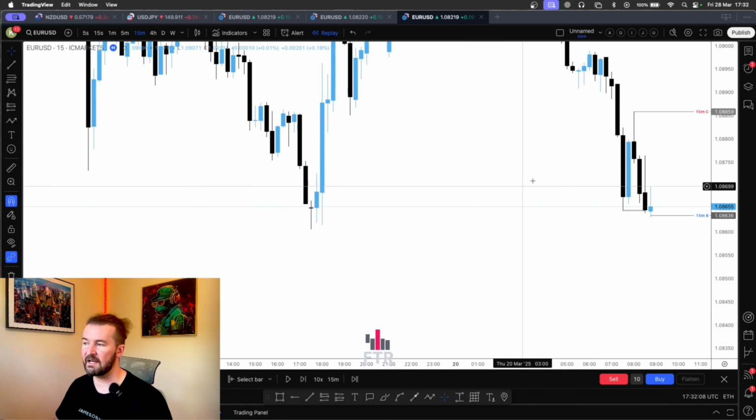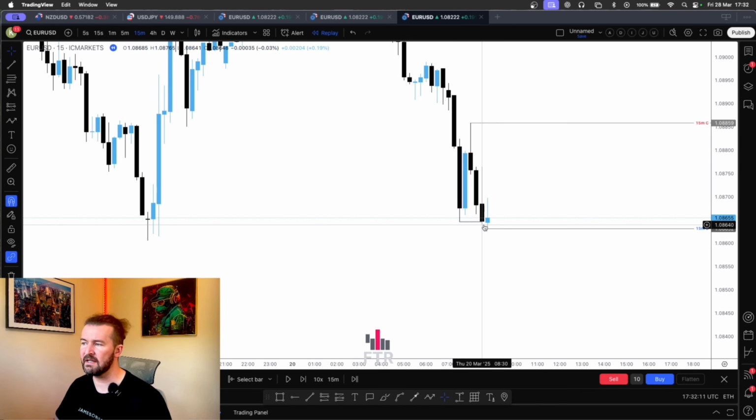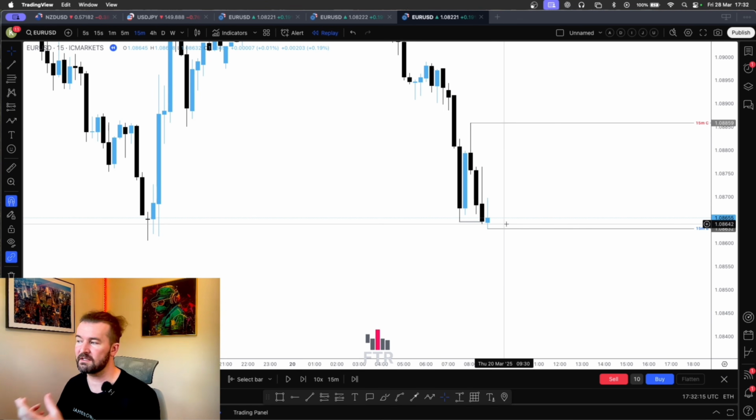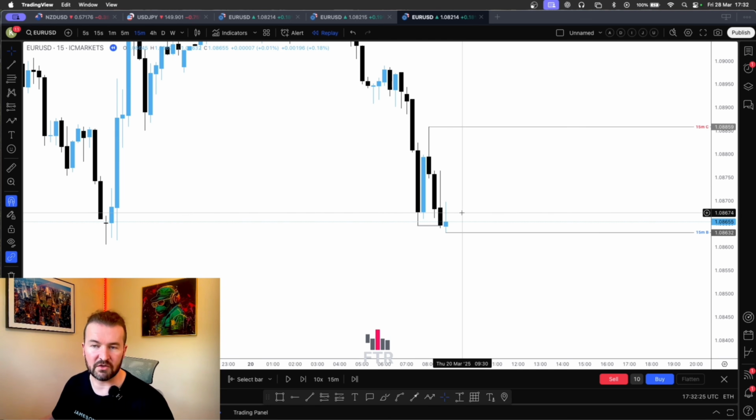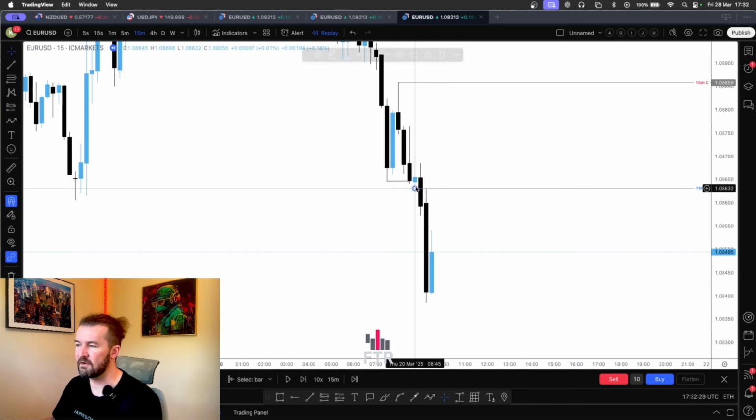So this little blue candle came in, and even though technically we've broken the low, it's not classed as a BOS, okay? A break of structure normally includes a bit of a pullback. So the next candle can't break the low, but in this instance, we've just continued the trend. We'll just click along a little bit and get a couple of these on there.